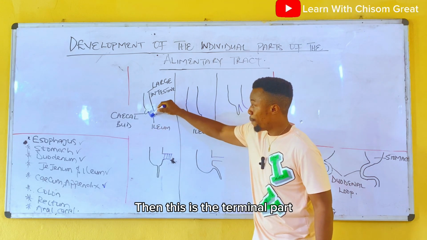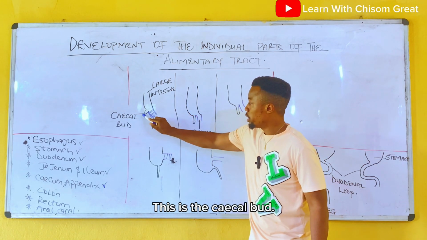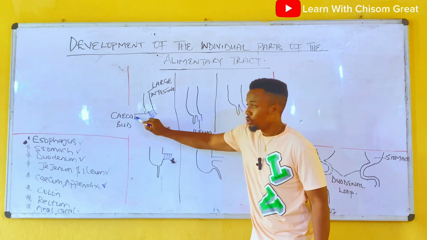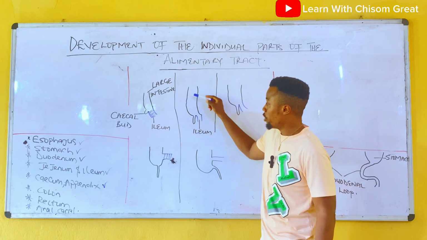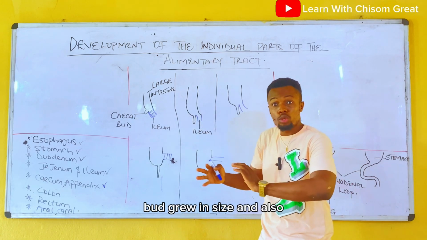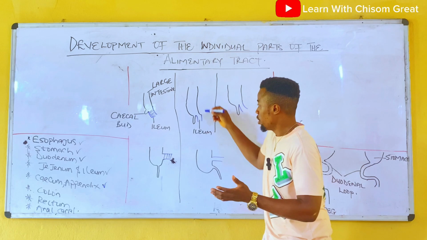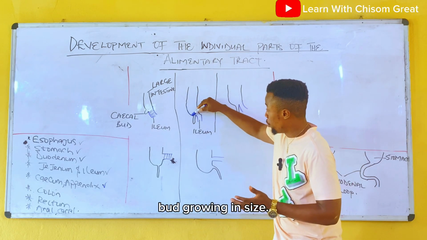Then this is the terminal part of the ileum. This is the cecal bud. So this is it. Then if you compare it with this, you notice that the cecal bud grows in size and also in length. So this is still the cecal bud growing in size.